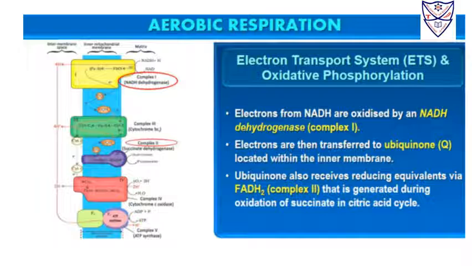Electrons from NADH are oxidized by NADH dehydrogenase, complex 1. Electrons are then transferred to ubiquinone located within the inner membrane. Ubiquinone also receives reducing equivalents from FADH2, which is complex 2, that is generated during oxidation of succinate in the citric acid cycle.